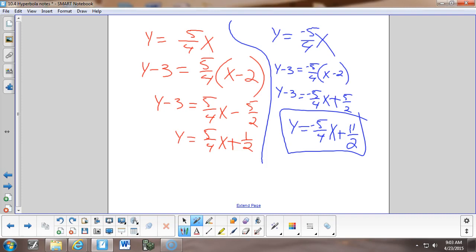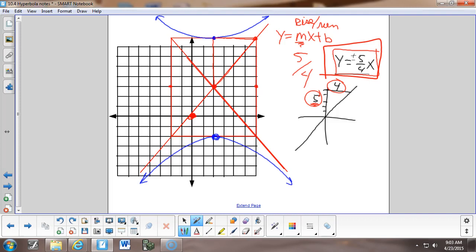Notice the y-intercept, 11 halves. That's 5 1/2, right? So let me go back to the picture for a second. This negative one should have a y-intercept of 5 1/2. So here's the origin. So here's 1, 2, 3, 4, 5 1/2. It's right where it's supposed to be.